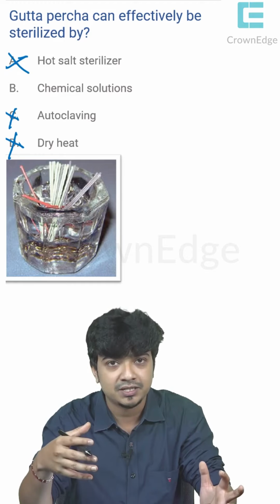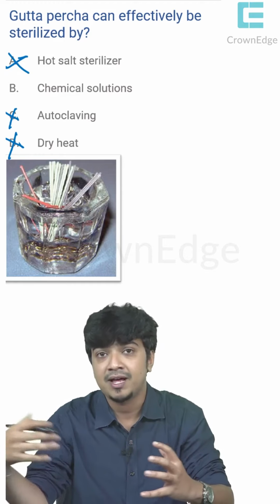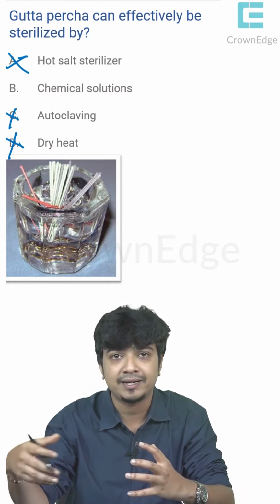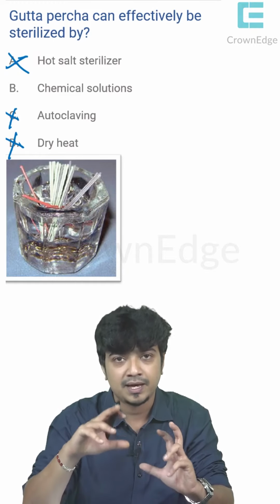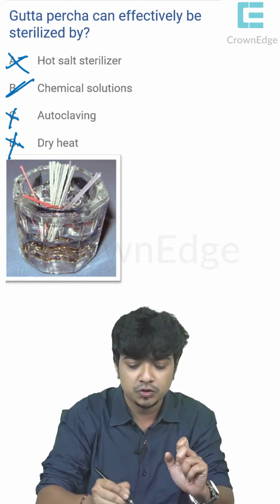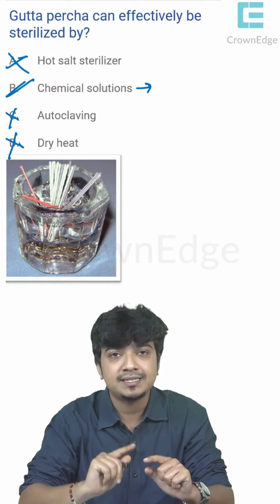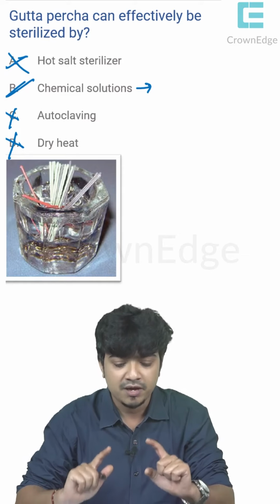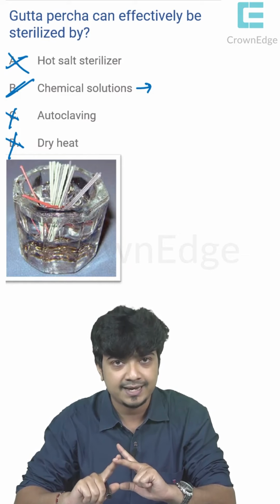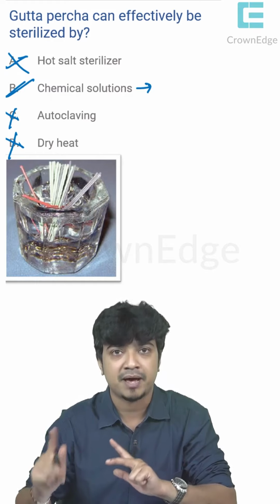It's going to change the crystalline form from beta to alpha, and if the heat is too much, it's going to make it an amorphous form which cannot be used in the root canal system. And thus only chemical solutions have been used to disinfect gutta percha. Now, what chemical solutions have been used? First of all, gutta percha is sterilized using gamma radiation by the manufacturers.